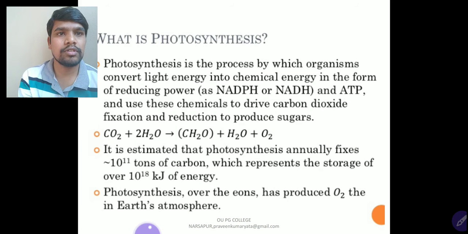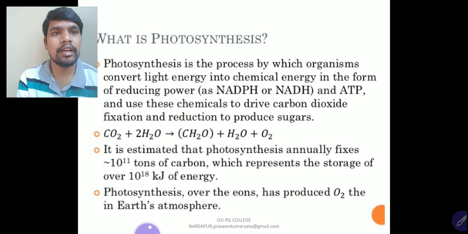What is photosynthesis? Photosynthesis is the process by which organisms convert light energy into chemical energy in the form of reducing power as NADPH or NADH and ATP, and use these chemicals to drive carbon dioxide fixation and the reduction to produce sugars. CO2 plus 2H2O gives CH2O, that is glucose, plus H2O plus oxygen.